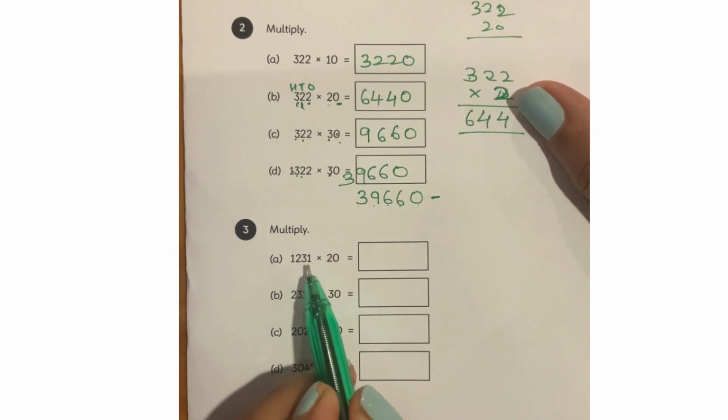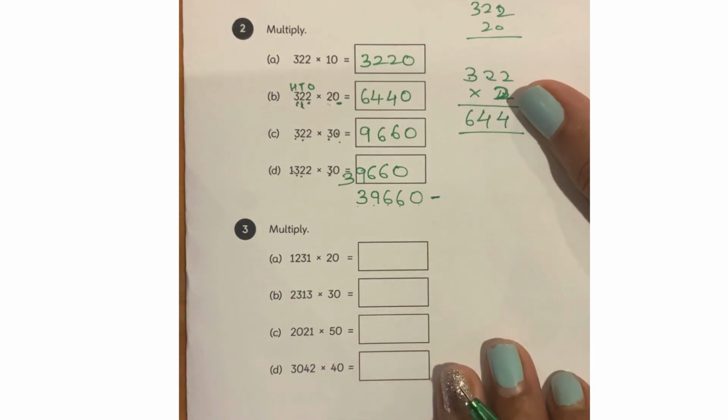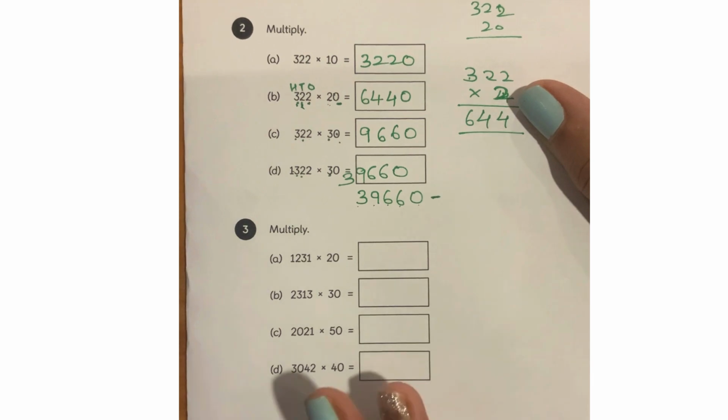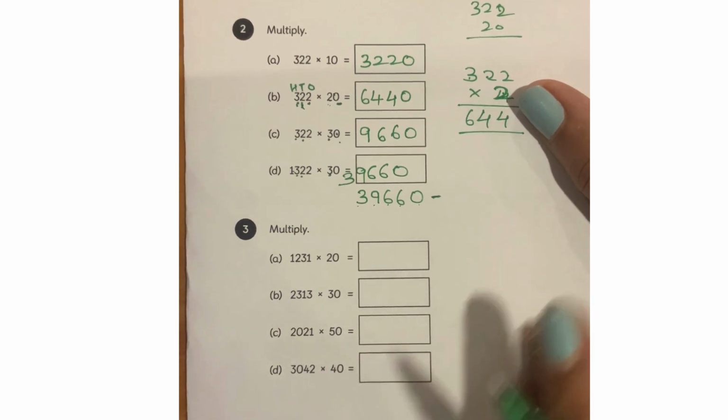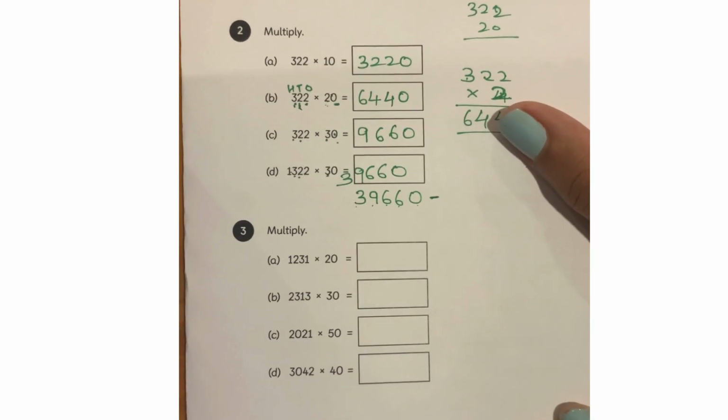Let's go to the last one. 1, 2, 3, 1 times 20. Again, I will hide 0. I will do all these by mental math or shortcut, however you want to call. But kindly feel free to do the rough work and confirm it with the long method. Any method is fine to follow.